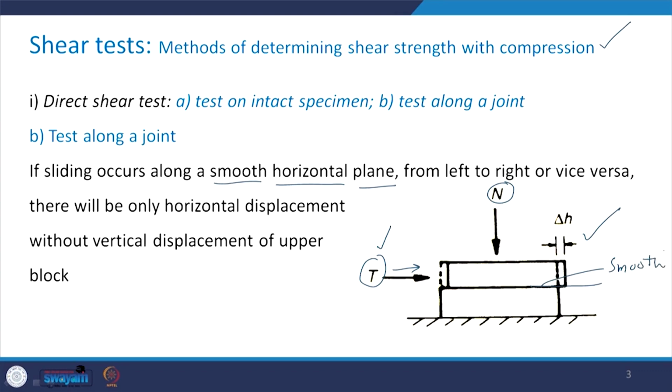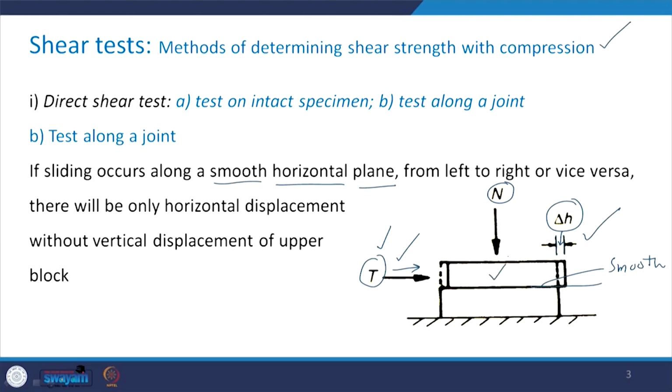Because of this sliding, there is going to be displacement in the direction of the application of this load. Say that displacement is delta H, which is shown here, this portion. The sliding plane is a smooth and horizontal plane. Therefore, there is going to be only horizontal displacement; there will not be any vertical displacement of the upper block.